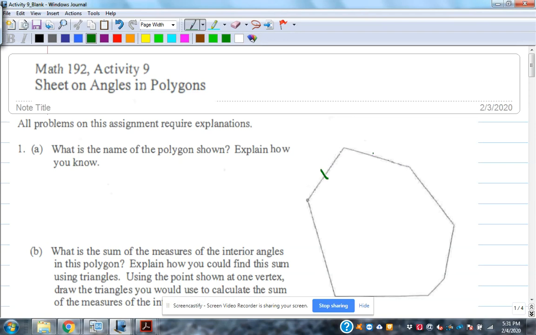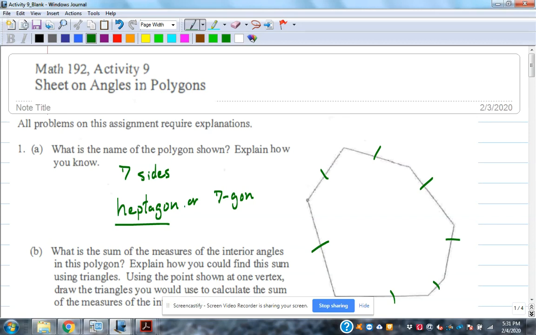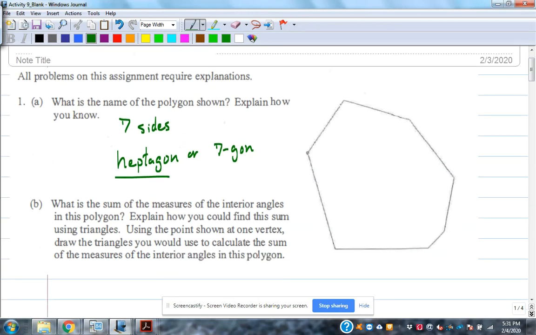How many sides? 1, 2, 3, 4, 5, 6, 7. 7 sides. So it would be a heptagon. Or you could call it a 7-gon. This is the more accepted answer. There is the heptagon. But a 7-gon is the lazy man's way of naming that sucker. All right, now, it would technically be a convex heptagon. It's not concave.